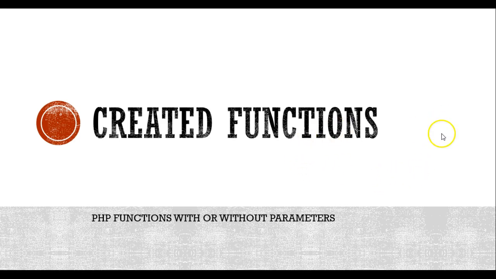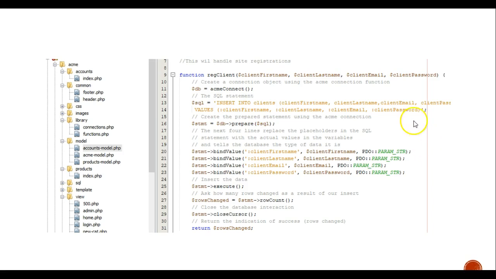So these functions may or may not have parameters. For this one, like what I said earlier, we normally do the function in the model. If we're talking about the MVC part of PHP, this is the model part. And here we have the function reg client, which we used when we want to register a client. And since we need the first name and the last name, the email, and the password, we use these parameters to be able to do this task or this function.